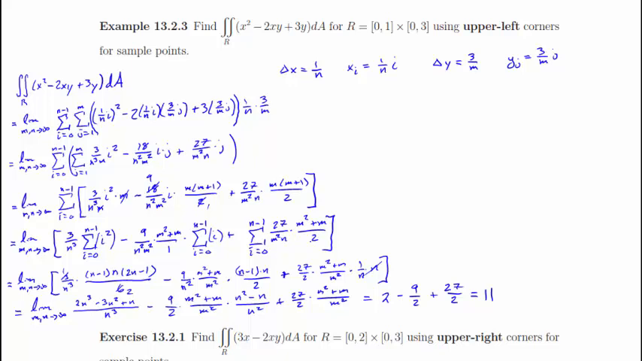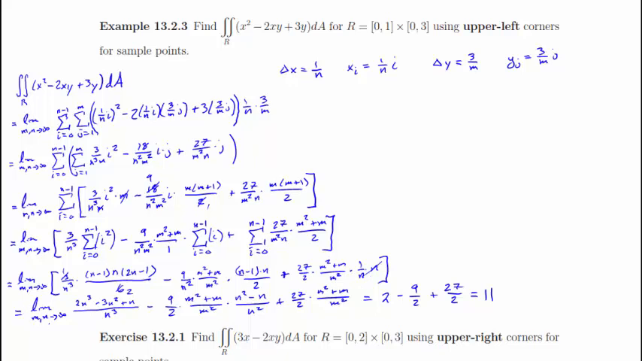This then equals the limit as m and n go to infinity of 3 over n cubed times parentheses n minus 1 times n times 2n minus 1 all over 6. The 3 and the 2 reduce to a 1 and a 2. Then we get minus 9 over n squared times m squared plus m all over m squared times parentheses n minus 1 close parentheses times n all over 2 plus 27 over 2 times m squared plus m all over m squared times 1 over n times n. The n's reduce here.